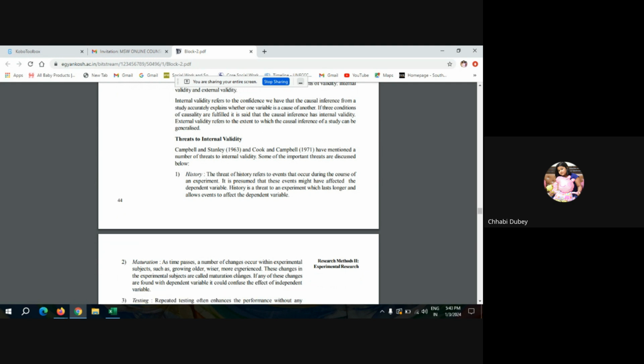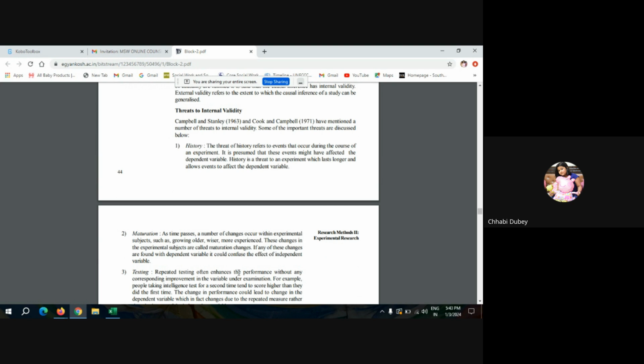The second is the threat of maturation. This means that as time passes, a number of changes occur within the experimental subjects, like growing older, wiser, more experienced. There can be a number of changes happening, and these changes are called maturation changes. So over a period of time, changes occur within the experimental subjects.